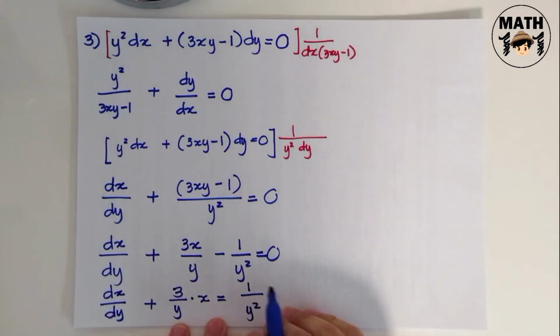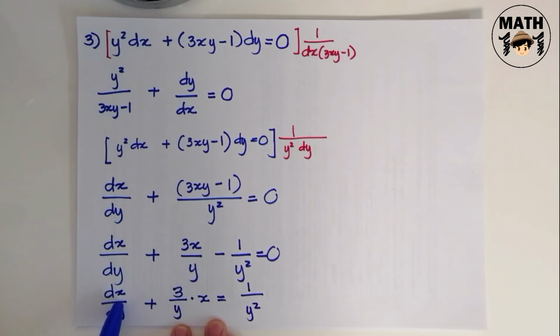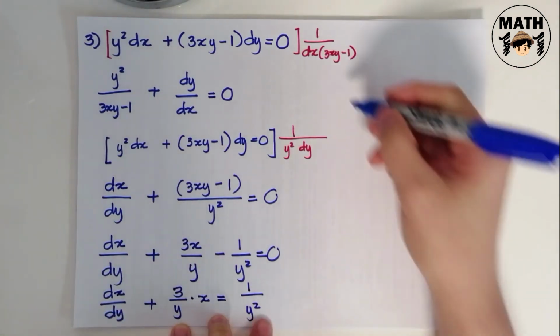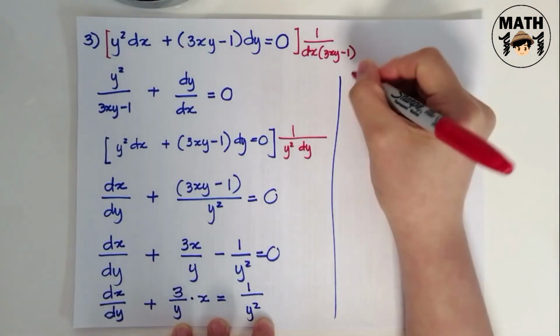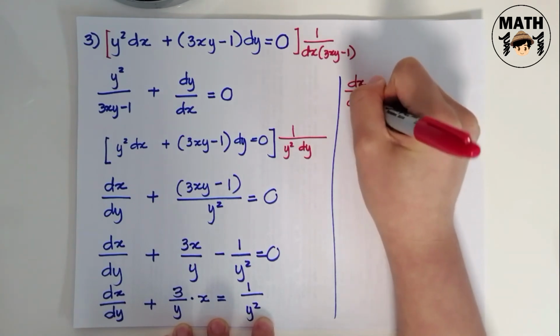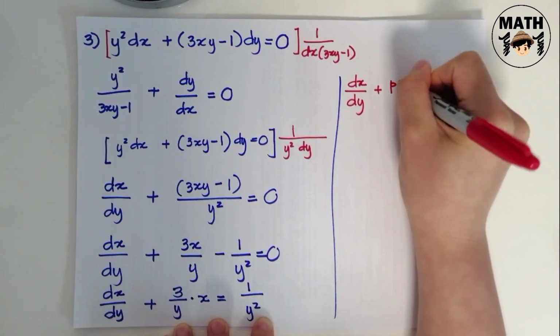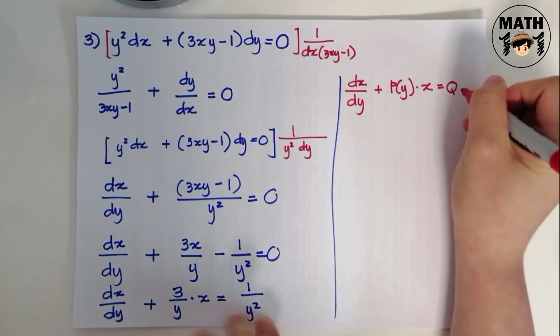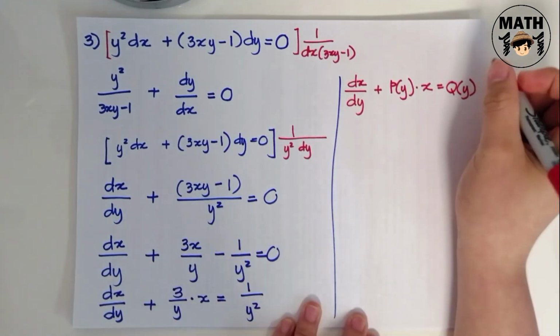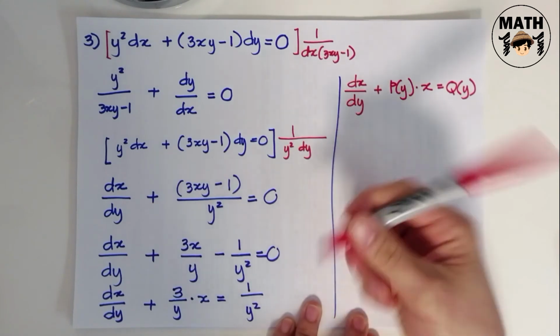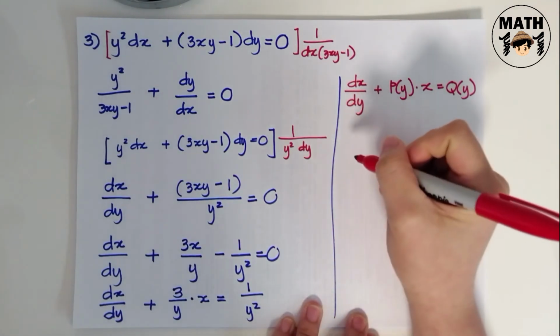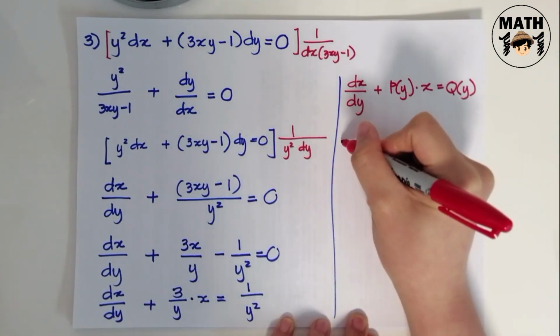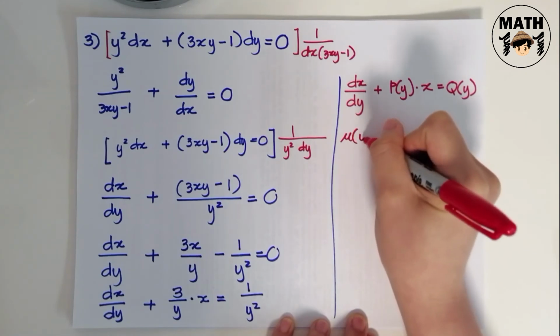We can notice here na siya ay linear in the dependent variable x, and ang form niya is derivative of x with respect to y plus p as a function of y multiplied by the dependent variable x equals q as a function of y. Linear pa rin siya pero in x na. Nag-interchange lang yung dependent variable and independent variable, kaya yung ating integrating factor mag-interchange din.